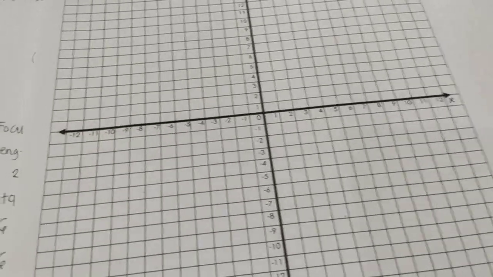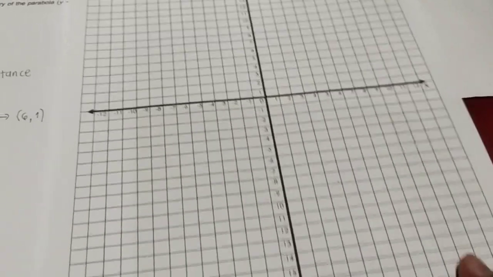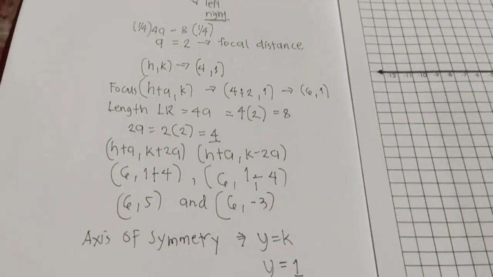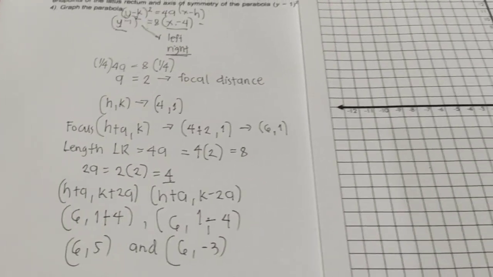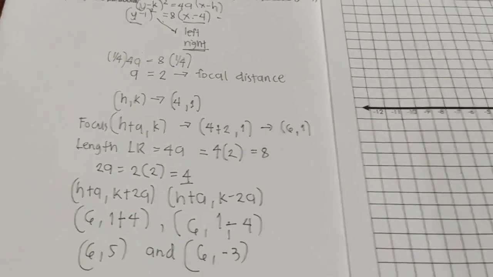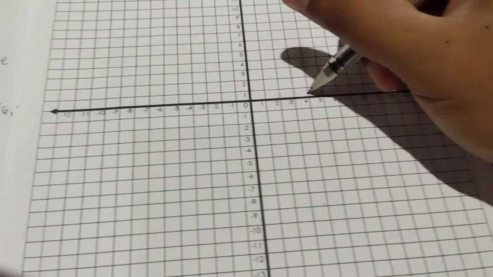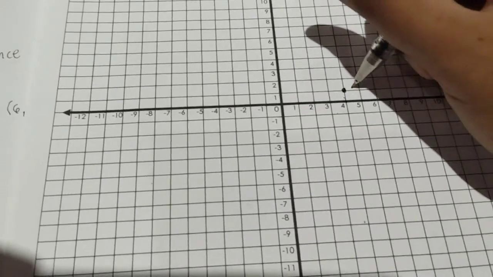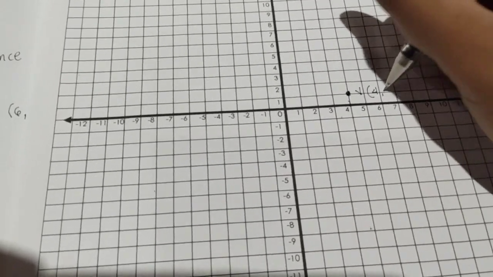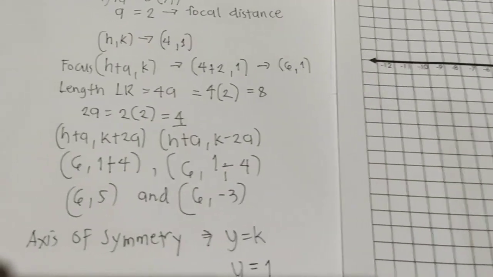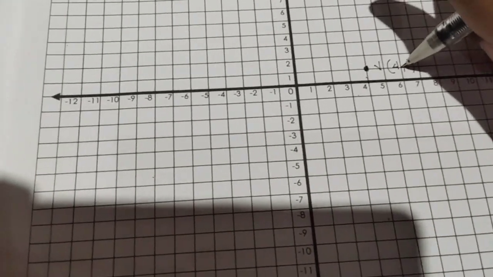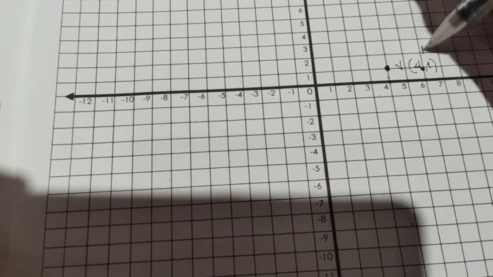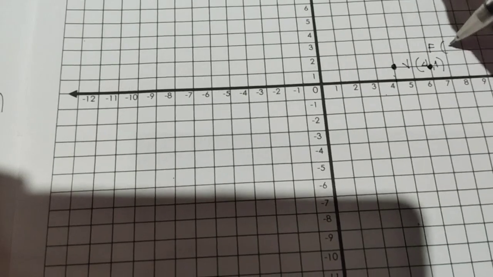So now we are going to graph the parabola. First, we need to put the vertex. Our vertex is (4, 1), so we have here (4, 1). This is the vertex of the parabola. And the focus of the parabola is (6, 1). So we have (6, 1). This is the focus of the parabola.